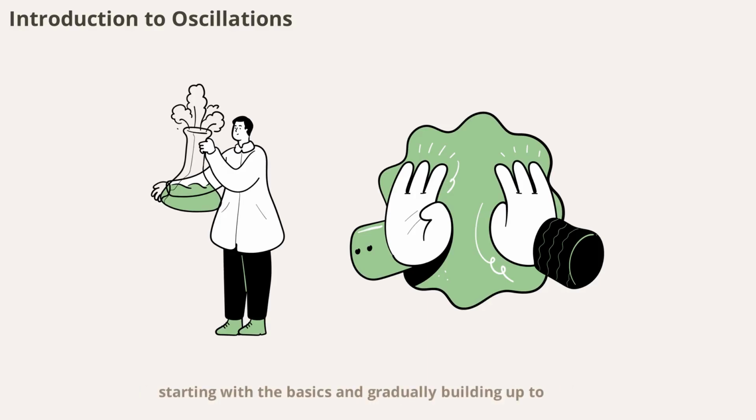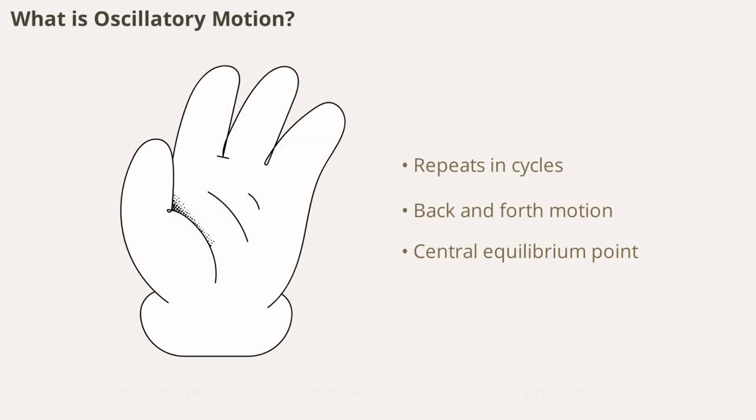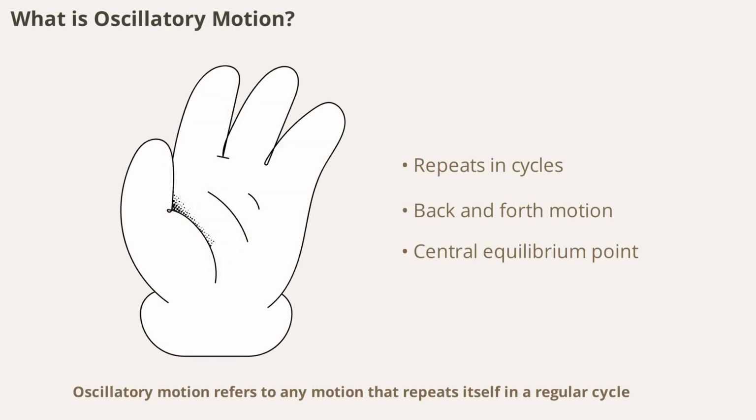Let's embark on this journey, starting with the basics and gradually building up to more complex ideas like resonance and energy in oscillatory systems. Oscillatory motion refers to any motion that repeats itself in a regular cycle.